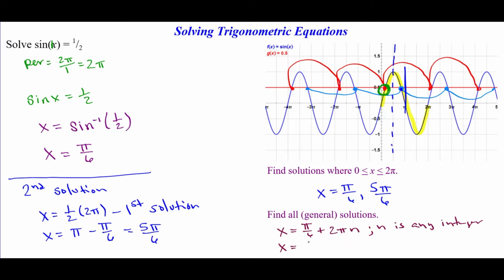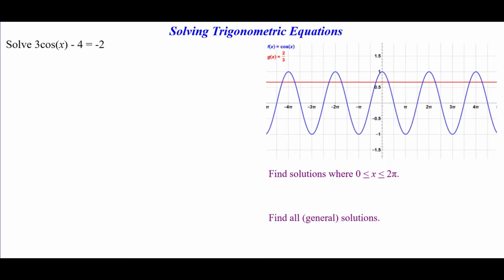We're going to do the same thing with the second solution, so we're going to go 5 pi over 6 plus 2 pi n. Again, n is any integer. From this point forward, we're going to assume that we know n means any integer, and I'm not going to write it out every time, nor will you have to write it out. All right, so let's take a look at this example.